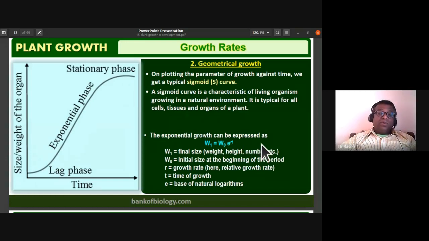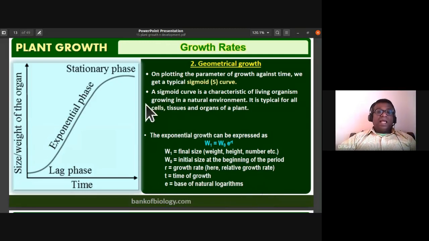The exponential growth can be expressed by a formula: W1 equals W0 e to the power of RT. W1 is the final size, which can be weight, height, number, etc. W0 is the initial size at the beginning of the period, that is initial weight, initial height, or initial number. R is the growth rate, here the relative growth rate. T is the time of growth. E is the base of natural logarithms.